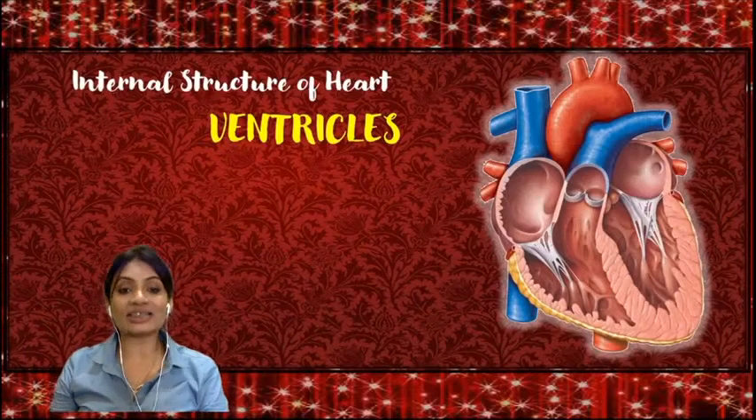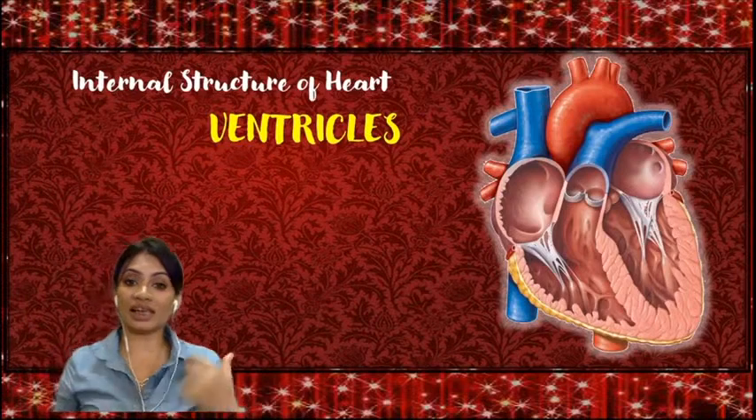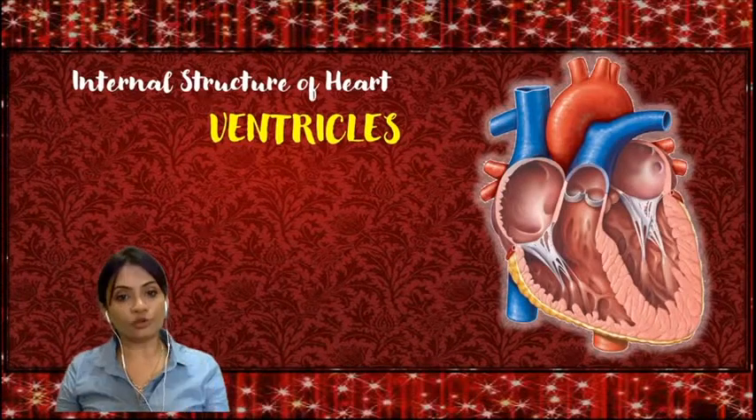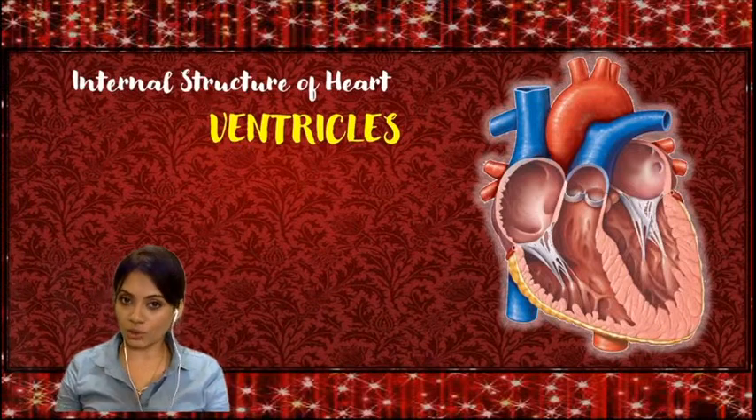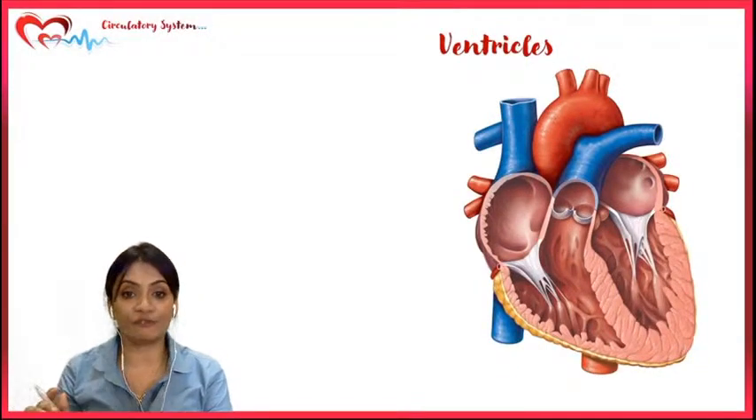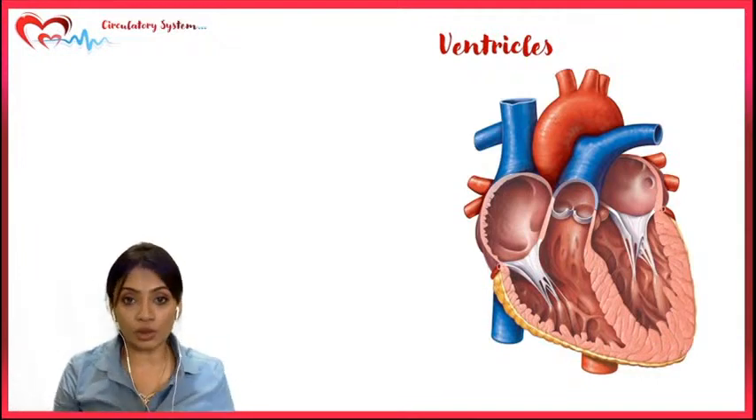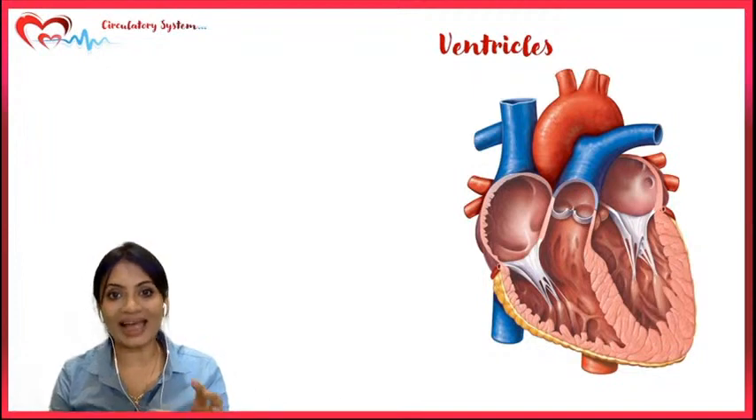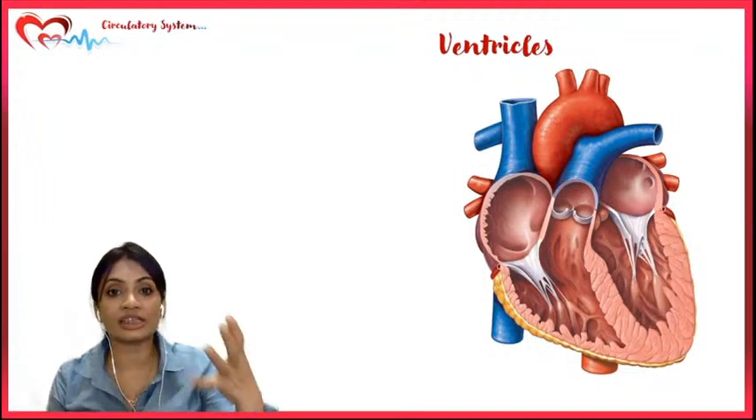All right. Now next, talking about the third structure. We're done with the atria. We are done with the atrioventricular aperture. We now move on towards the ventricles. Talking about the ventricles, we're going to begin with the definition of ventricles. These were the inferior, large, thick walled chambers which were distributing blood.